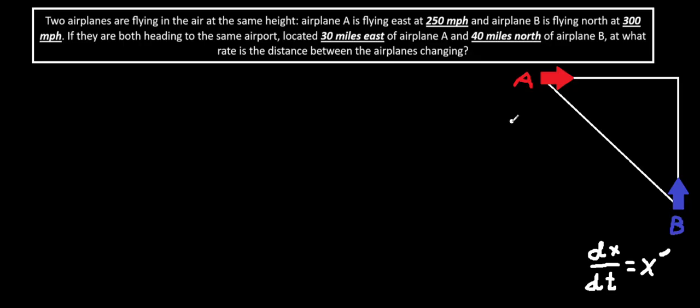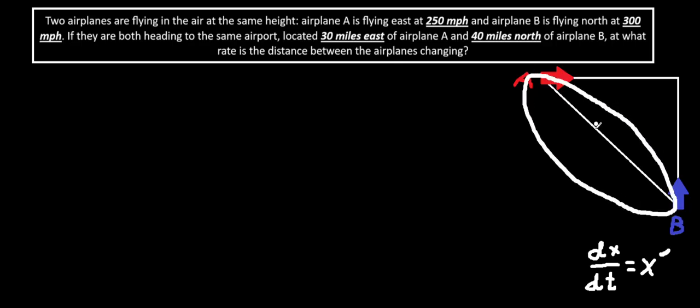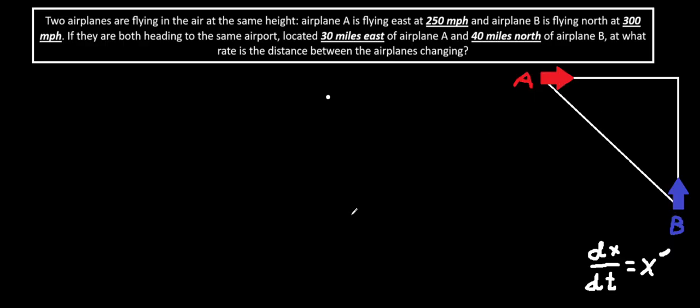Now, this is a Pythagorean theorem problem, meaning we're trying to find the hypotenuse or the longest side of a triangle, which is known as C. But since we're trying to find the rate at which C is changing, we're trying to find C prime. Now the first step to any Pythagorean theorem problem is to write down our known values.